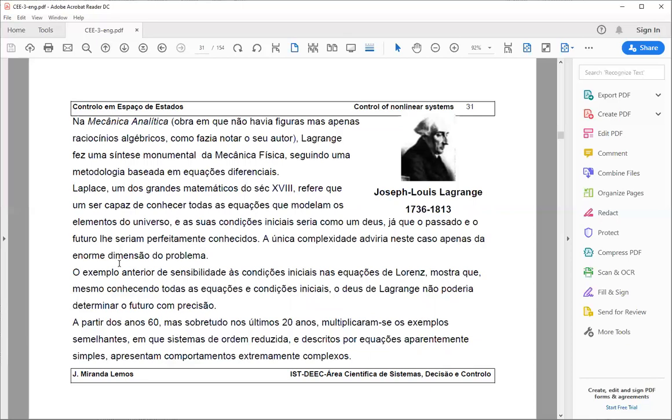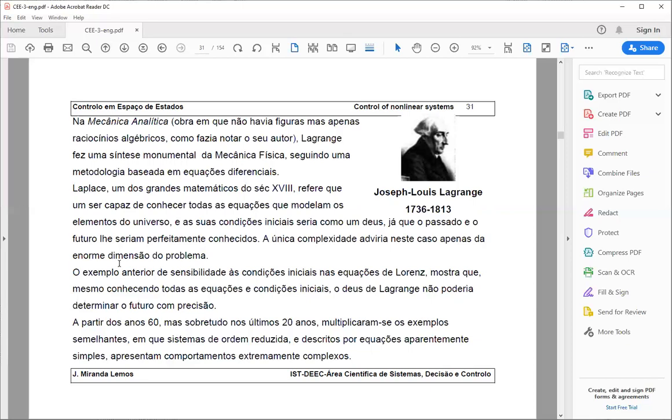So God was a big mathematician able to integrate a big set of differential equations, knowing all the details and knowing all the initial conditions. And complexity was a system with many parts. So you measure complexity by measuring the number of states.